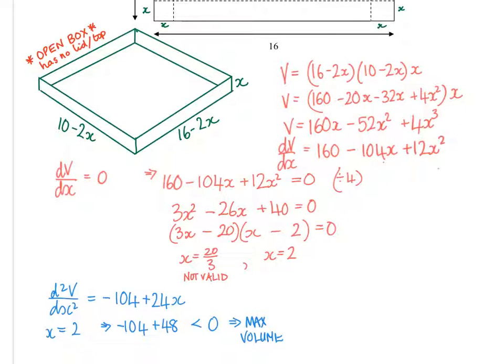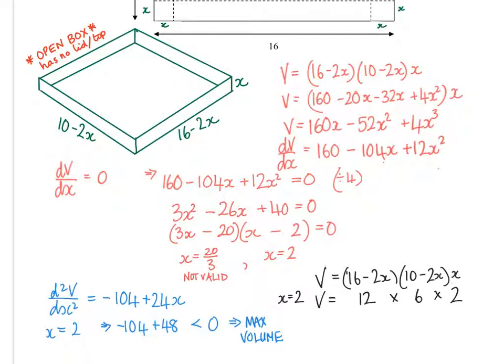And then we're going to work it out. The volume from the beginning was 60 minus 2x. I'll use the unsimplified one, and we'll put in x equals 2. So the volume is going to be 12 times 6 times 2. So the maximum volume, Vmax, is going to be 144 centimetres cubed.